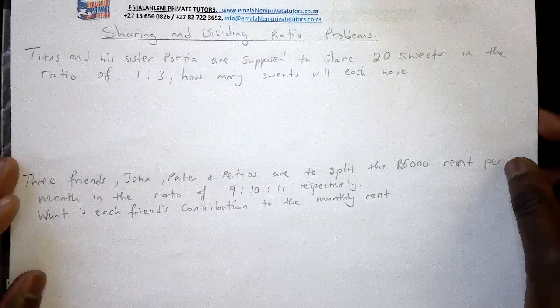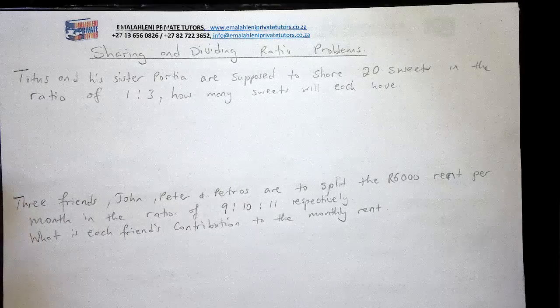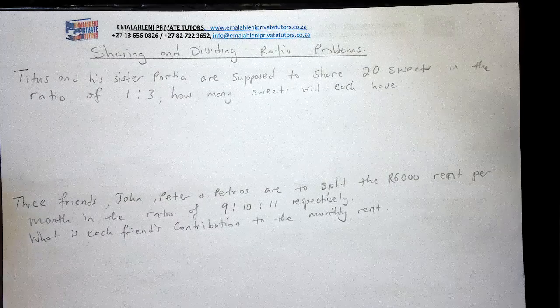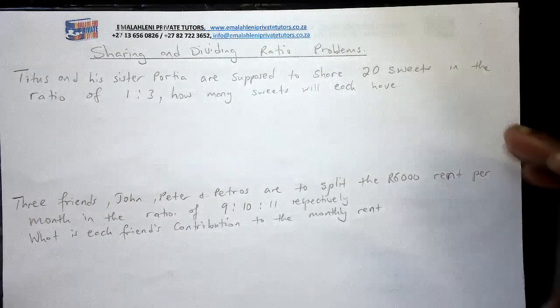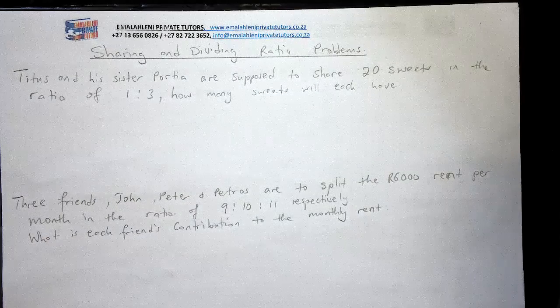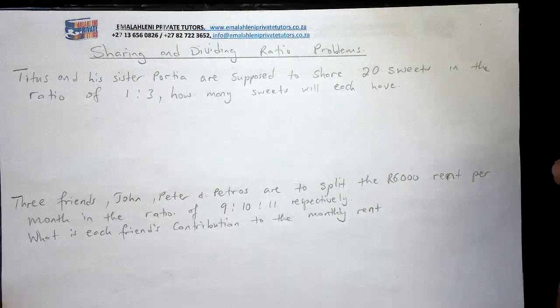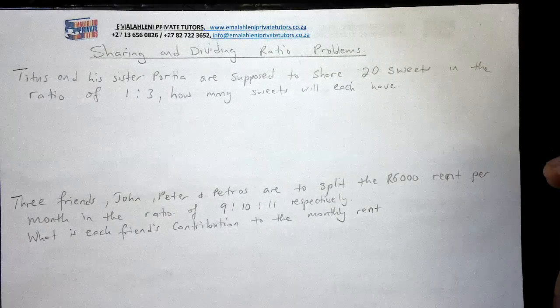Now we want to see if we are to share. And remember, we say you and your sister can share 1:3, 1:2. But now we want to see if you are given a certain amount, how much will each get? Okay, so in this case, let's deal with what we have here. We are told that Titus and his sister Portia are supposed to share 20 sweets in the ratio of 1:3. How many sweets will each have?